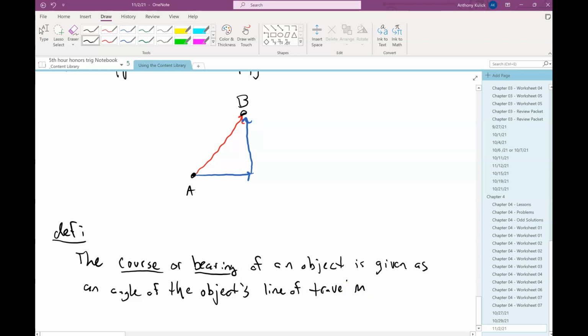Ugh, my pen. Come on back. There you go.